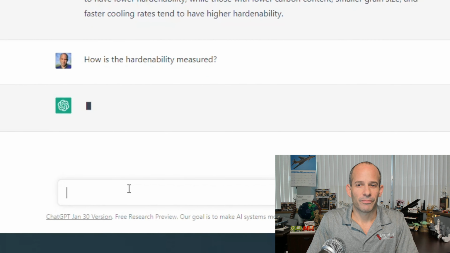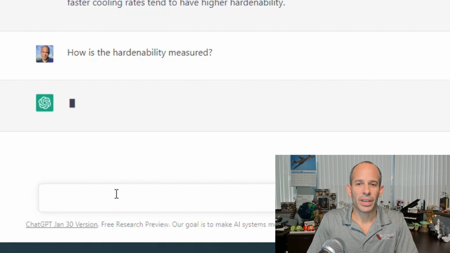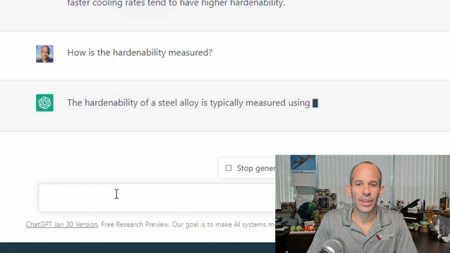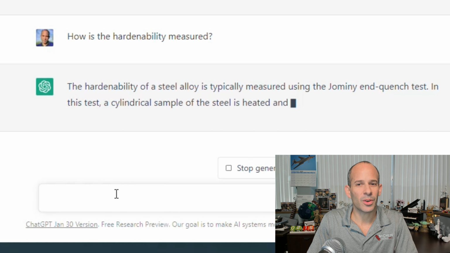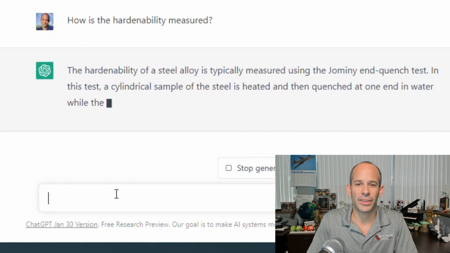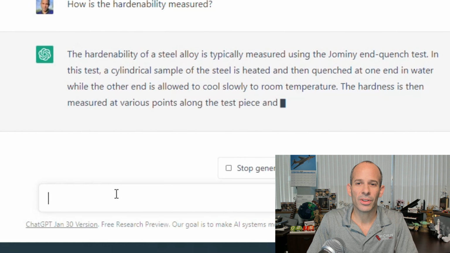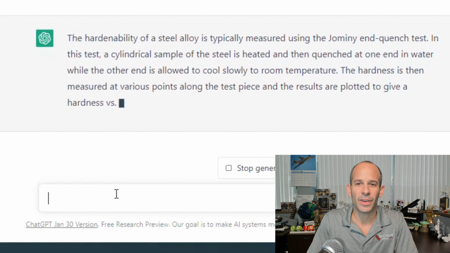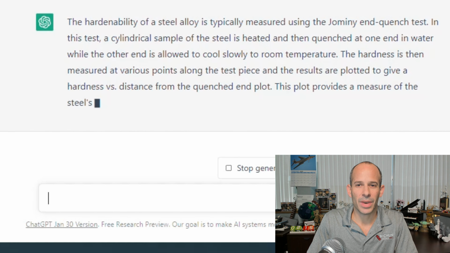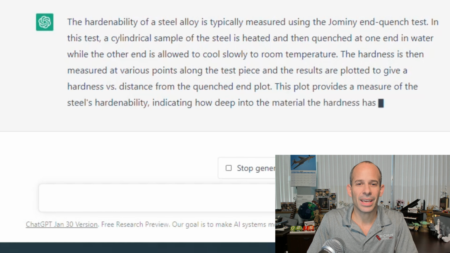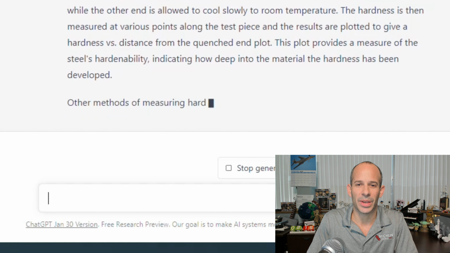Question number 3. How is the hardenability measured? ChatGPT response. The hardenability of a steel alloy is typically measured using the Jominy end quench test. In this test, a cylindrical sample of the steel is heated and then quenched at one end in water while the other end is allowed to cool slowly to room temperature. The hardness is then measured at various points along the test piece, and the results are plotted to give a hardness versus distance from the quenched end plot. This plot provides a measure of the steel's hardenability, indicating how deep into the material the hardness has been developed.